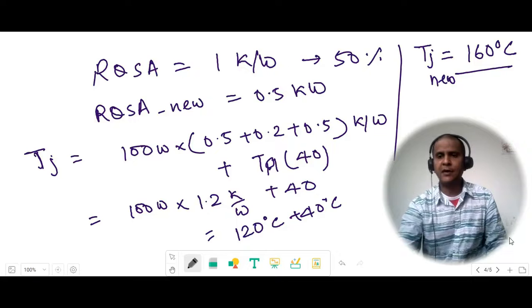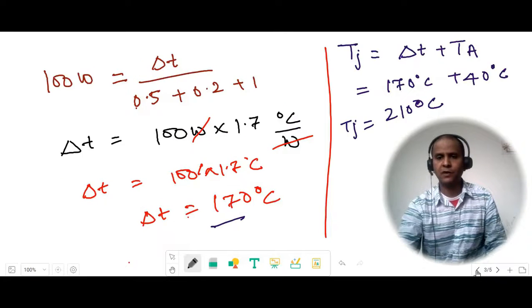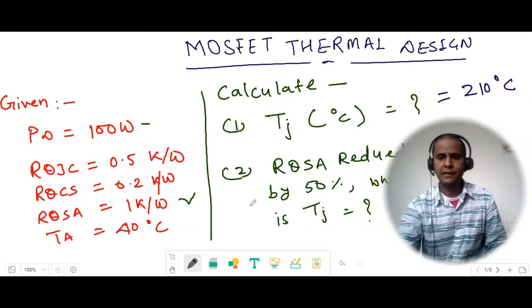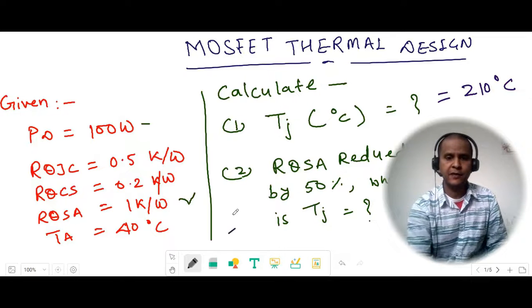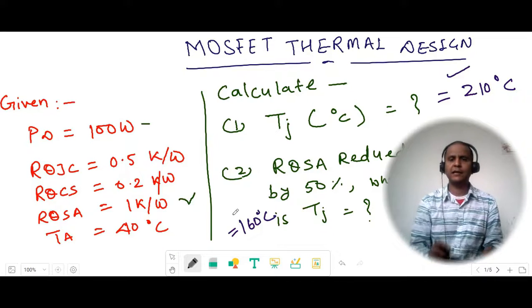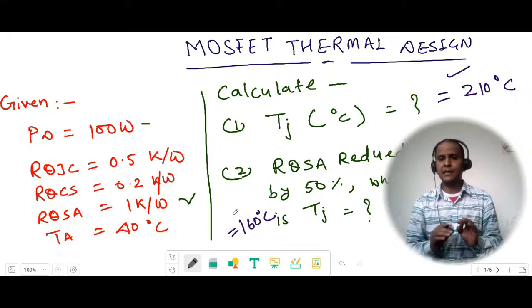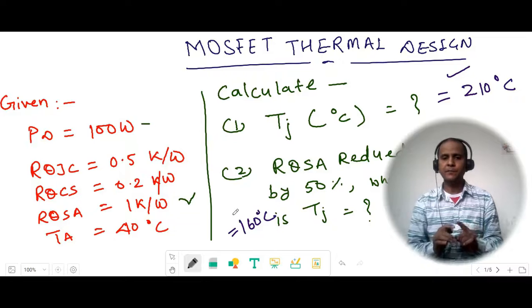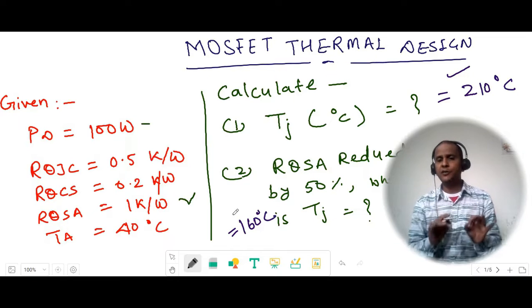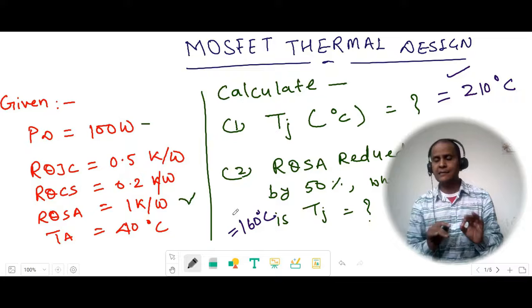So what is the answer to the second question? The second question answer is 160 degrees centigrade. The first question answer is 210 and the second is 160 degrees centigrade. What you need to understand is that even after reducing the thermal resistance, you have got 160 degrees. That is how you can analyze the thermal performance of your MOSFET, and that is how you are going to design the heatsink.